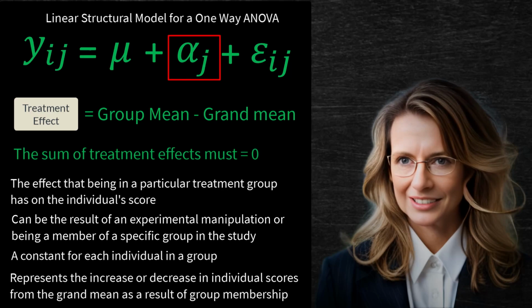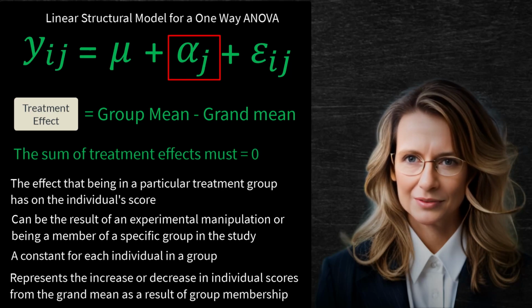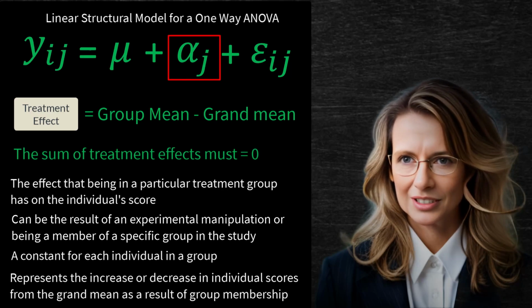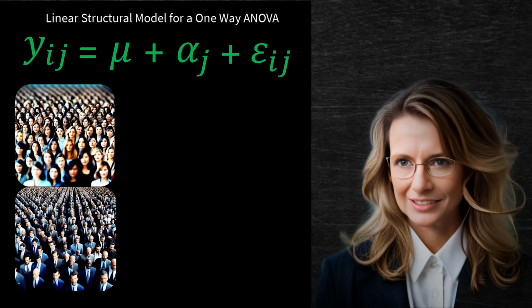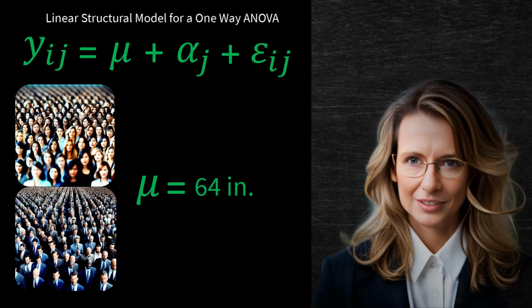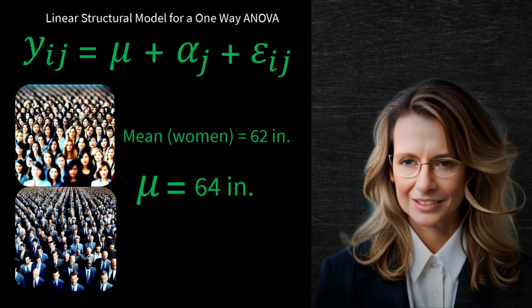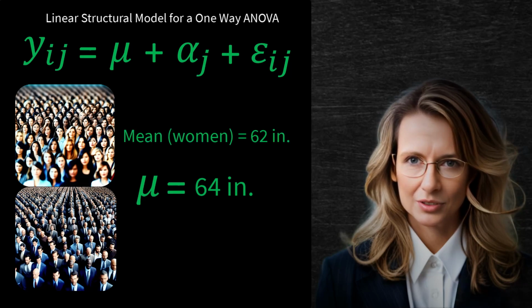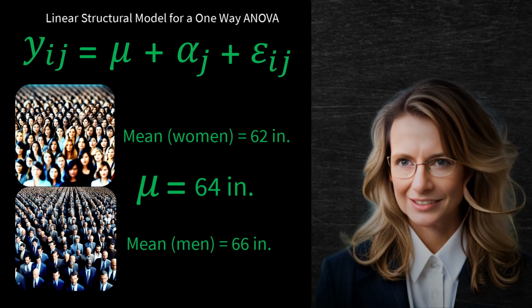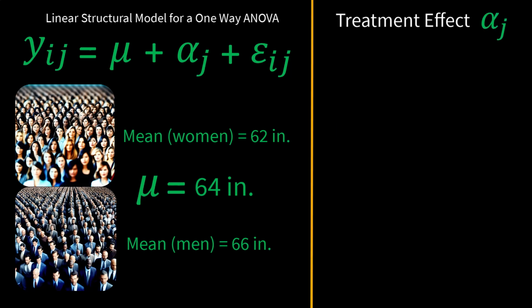Let's assume an alien species who had no prior experience with humans was interested in whether human height differed by gender. It turned out that the grand mean of human height was 64 inches. The average height of the group women was 62 inches, and the average height of the group men was 66 inches. We have defined a treatment effect as the difference between the group mean and the grand mean.